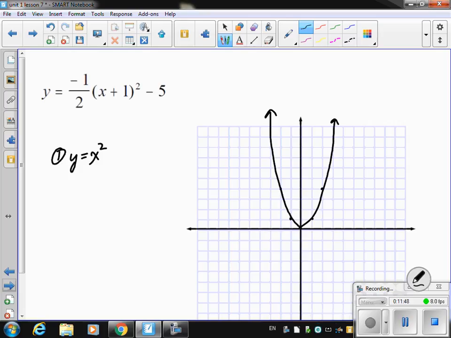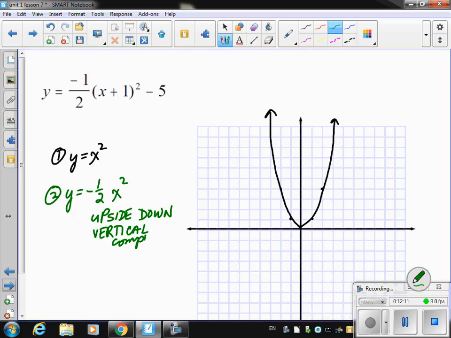The second one, I'm going to do both the negative and the 1/2. So the negative is upside down. The 1/2 is going to make it wider. Upside down. It is a vertical compression factor 1/2. All of that to say, all my step patterns are going to be halved.